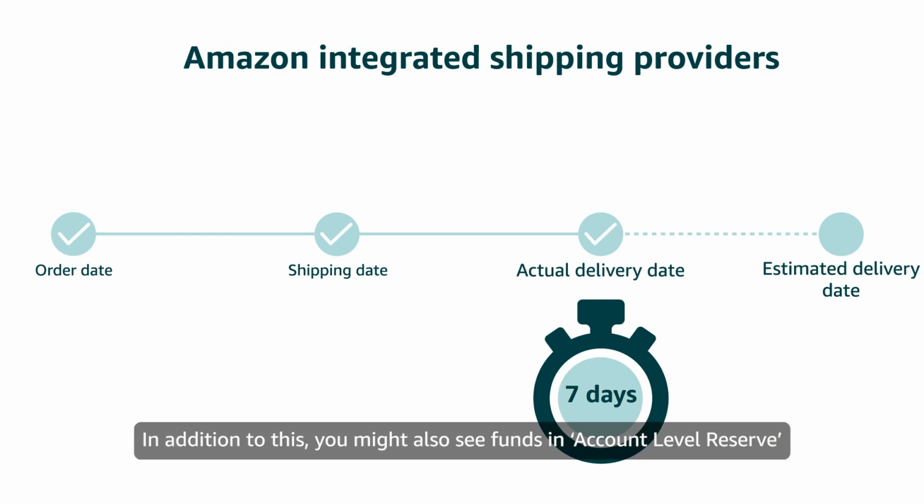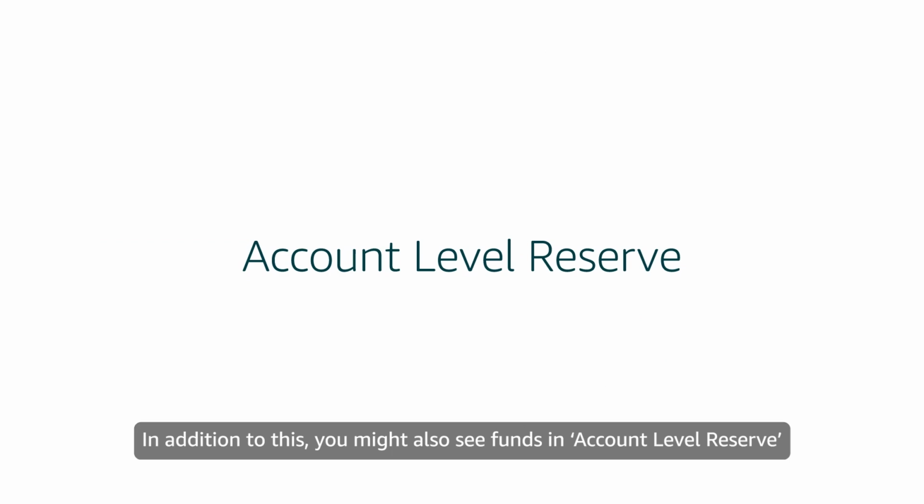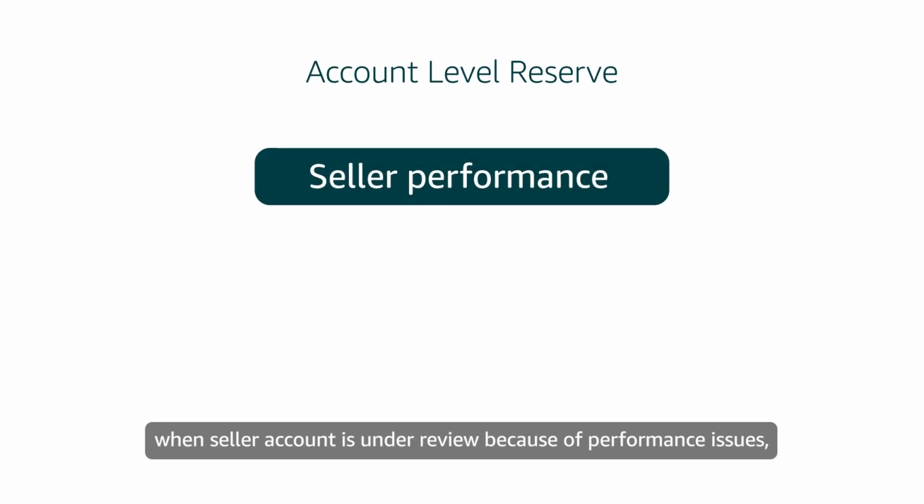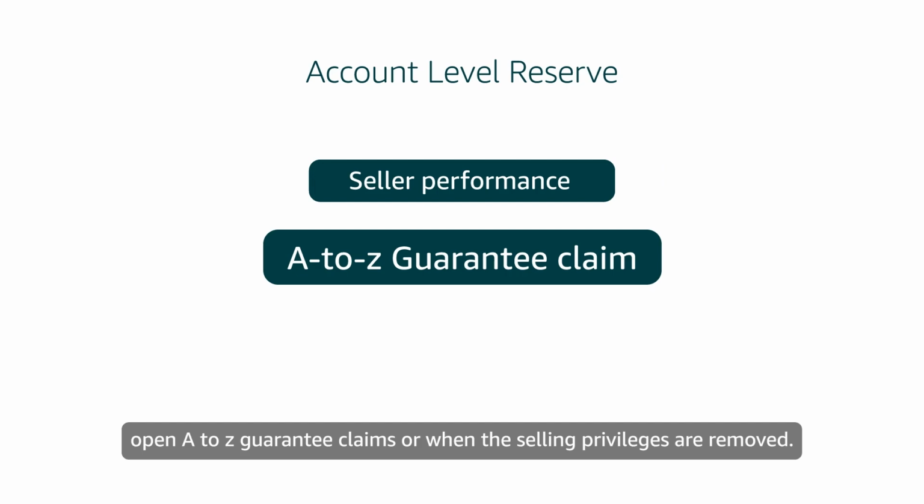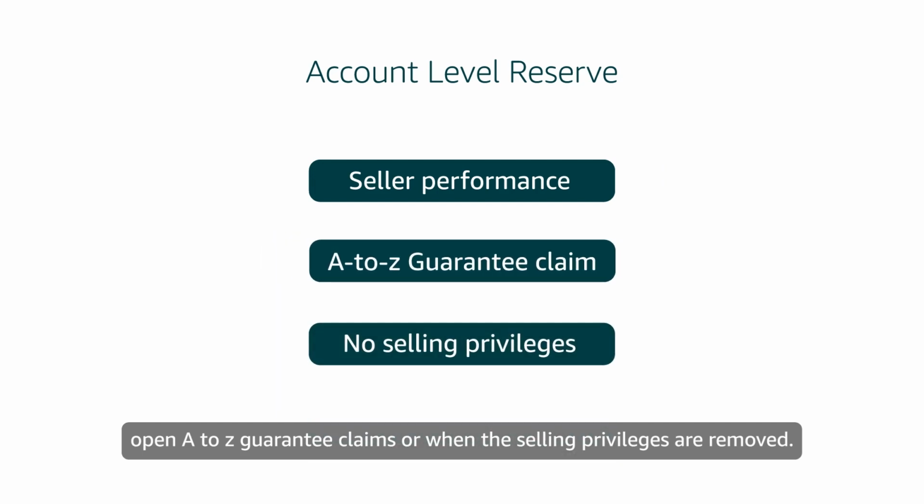In addition to this, you might also see funds in account level reserve when seller account is under review because of performance issues, open A to Z guarantee claims, or when the selling privileges are removed.